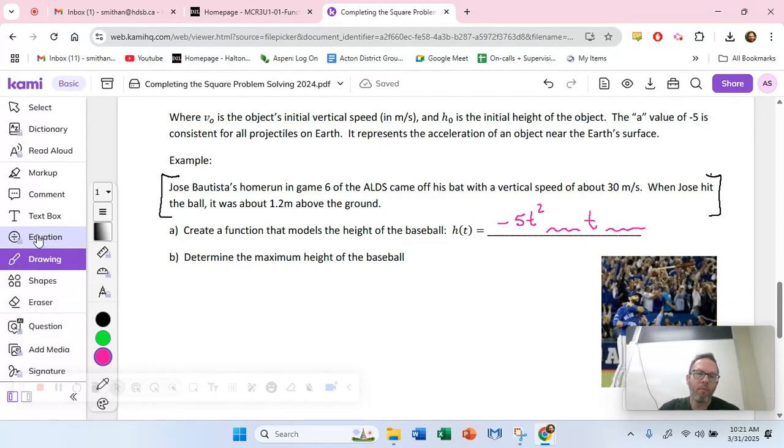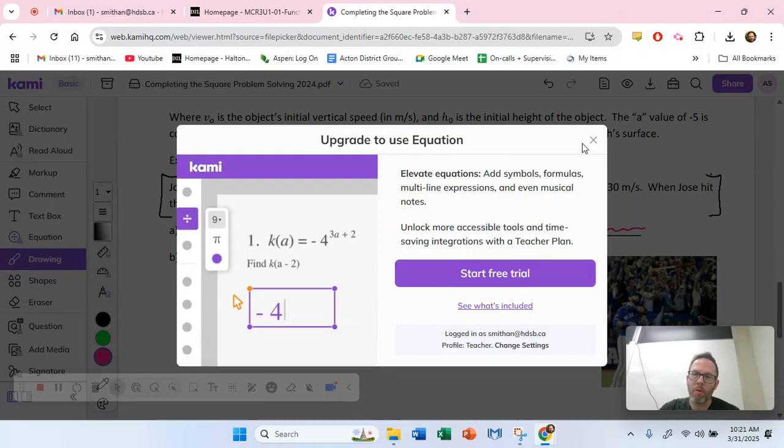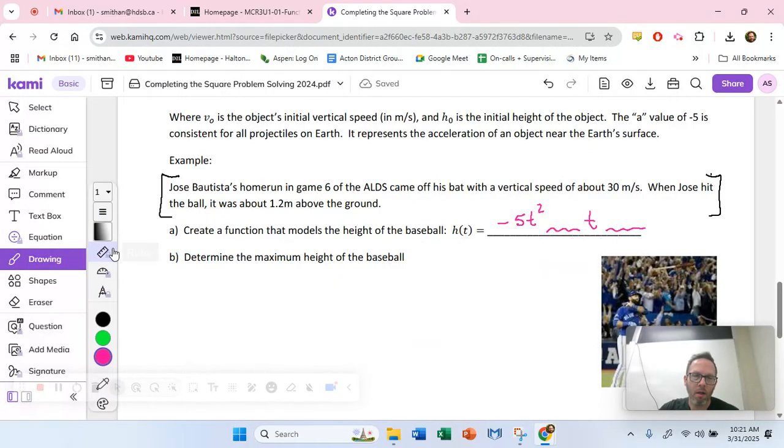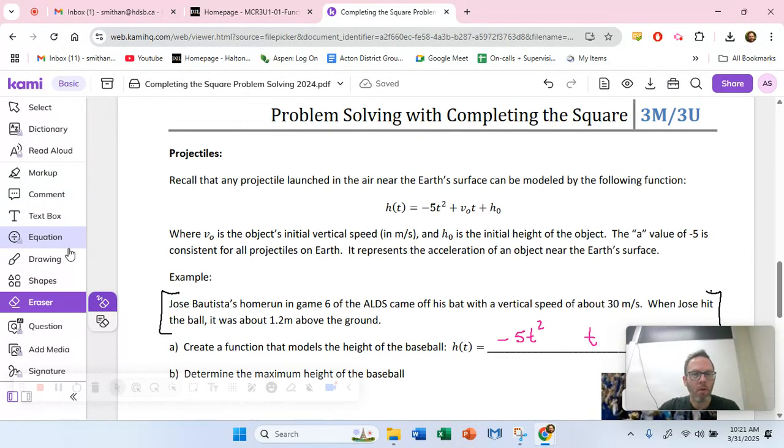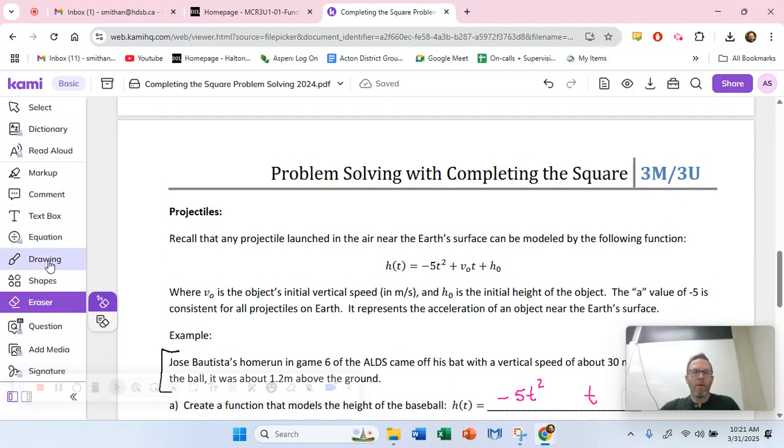All right. I stalled long enough. What are we doing? I don't even know. Where's my pencil tool? Well, there's the eraser. There it is, drawing.